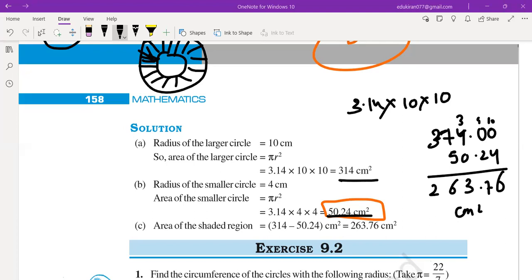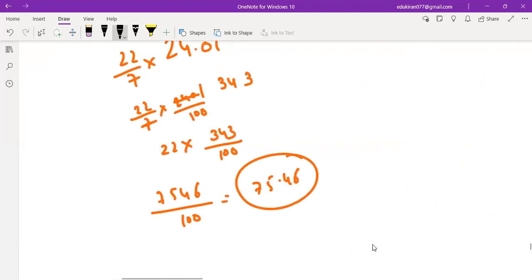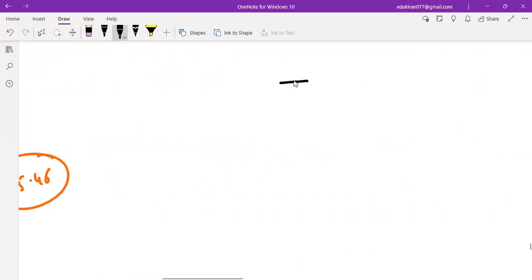Ma'am, I really don't understand area. You didn't understand area? Why? Because I keep on making mistakes, ma'am. See, it's pi r square. Whenever we do area, radius would be given to you. If radius is, for example, 10.